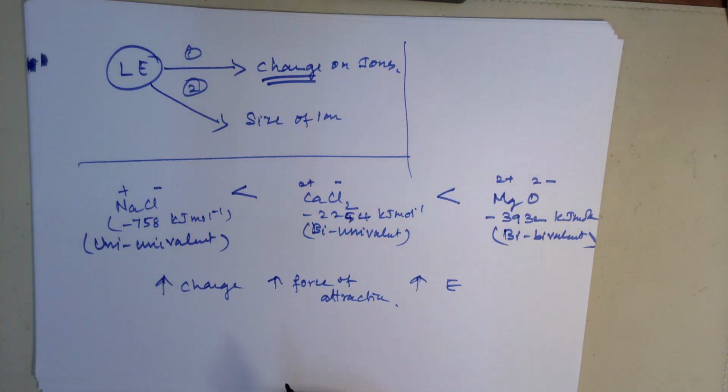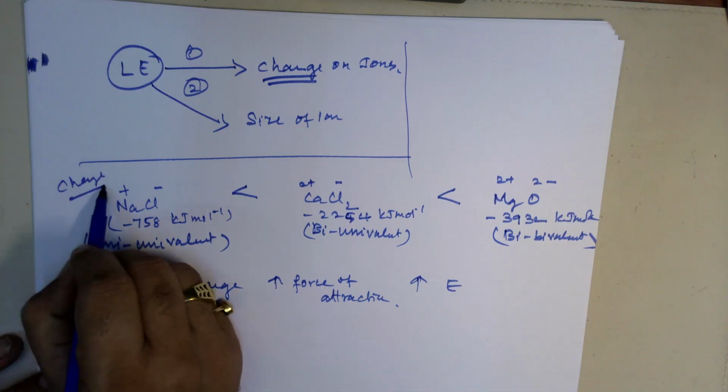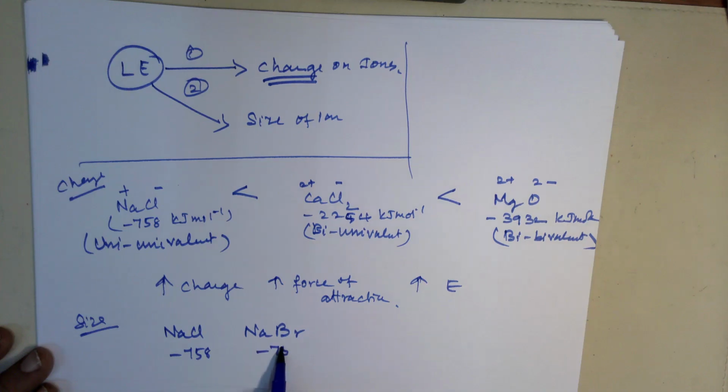Then, now let us talk about the size of the ion. So I was explaining about the charge here. Now, size. What about the size of the ion? Let me compare once again. Let me say NaCl, the same NaCl, and let us consider NaBr. When you compare chlorine and bromine, the lattice energy is minus 758 in this case, whereas here it is minus 752. Are you able to follow?